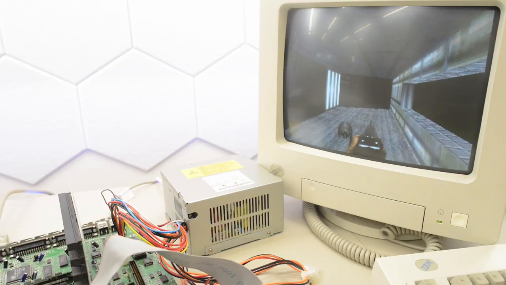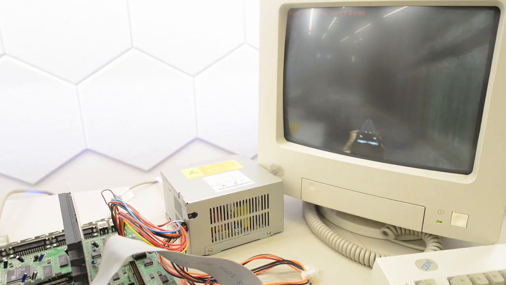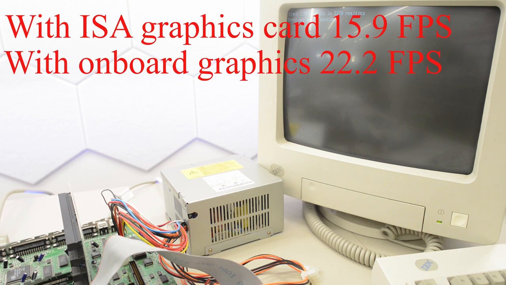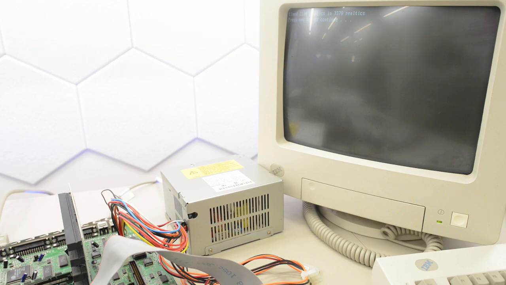Well, this actually was a bit faster. I mean, it's definitely playable. And we did get an improvement, so we've got 3,370 real ticks. And that gives us 22.2 FPS. So I'd say that chip is probably hooked up to the local bus. It's not a perfect comparison, because that ISA card is a 5422, and the onboard chip is a 5426. And that is the closest I could get with the stuff I have.